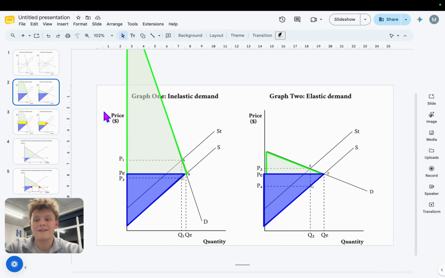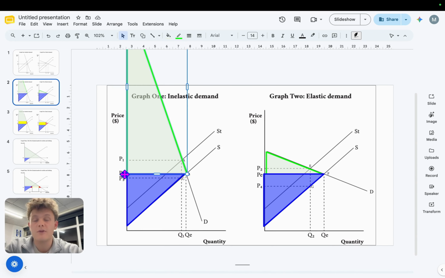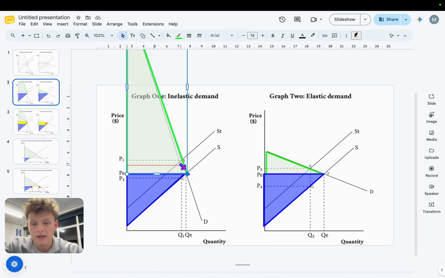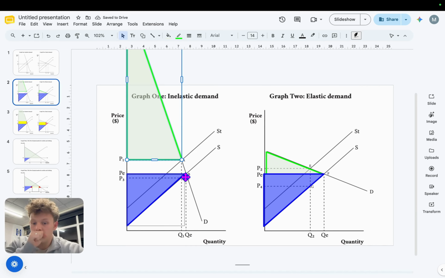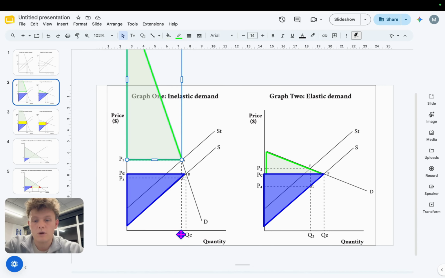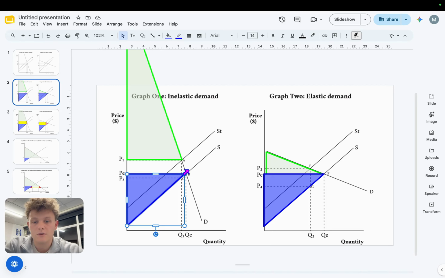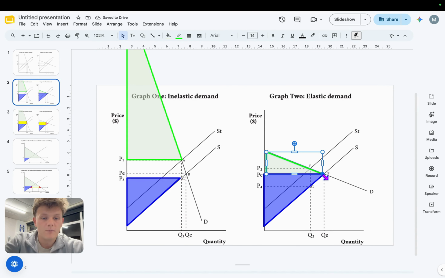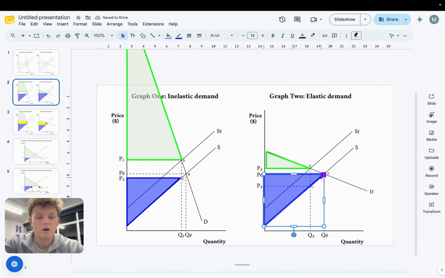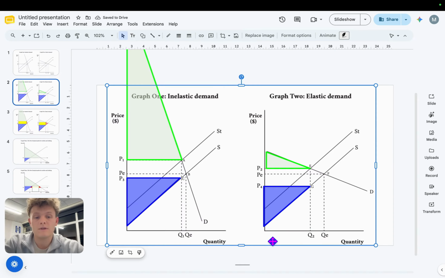However, when we add in the tax, there's a new price for consumers. Instead of consumers paying PE, they actually pay P1. And instead of receiving goods QE, they receive goods Q1. For producers, they also lose a little bit as they receive a lower price and they sell a lower quantity. Same on this graph. Consumers are paying a higher price, receiving a lower quantity, and producers are receiving a lower price and selling a lower quantity.